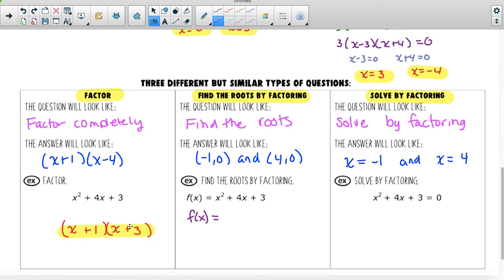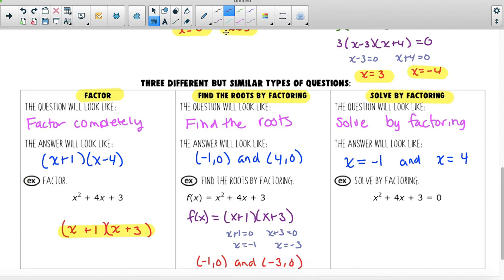We're going to factor this, which we've already done, as x plus 1 and x plus 3, but we're not finished because it says find the roots by factoring. That's the method we have to use to get there. Then we do the zero product property. X plus 1 equals 0, x plus 3 equals 0. We get x equals negative 1 and x equals negative 3, but since it's find the roots, we have to put them as x intercepts. So this would be at negative 1, 0, and at negative 3, 0. Find the roots means find the x intercepts.